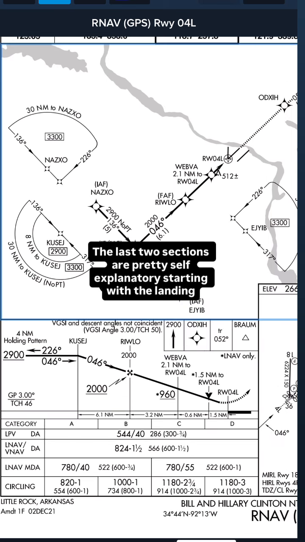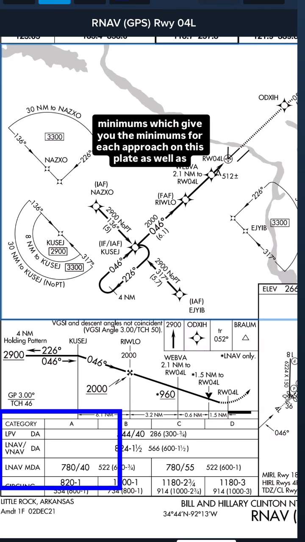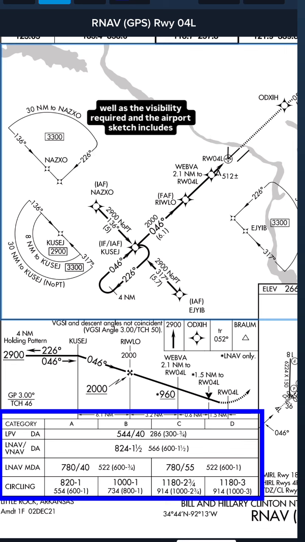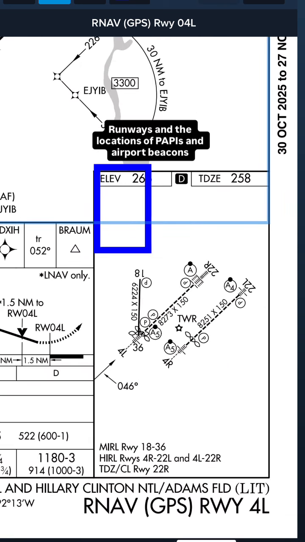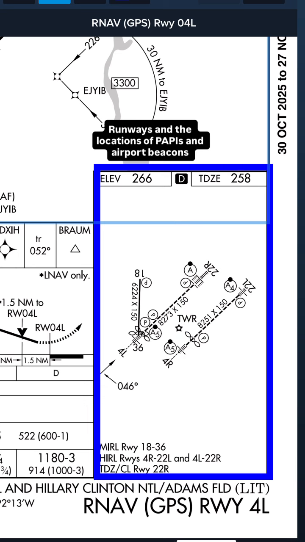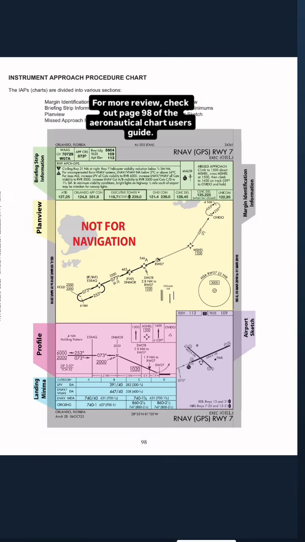The last 2 sections are pretty self-explanatory, starting with the landing minimums, which give you the minimums for each approach on this plate, as well as the visibility required. And the airport sketch includes runways and locations of PAPIs and airport beacons. For more review, check out page 98 of the Aeronautical Chart User's Guide.